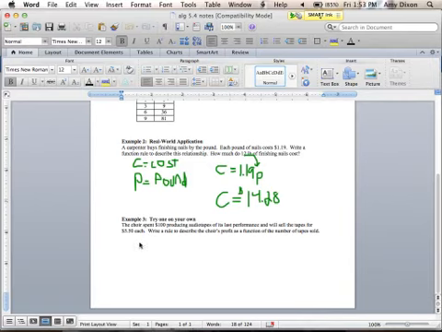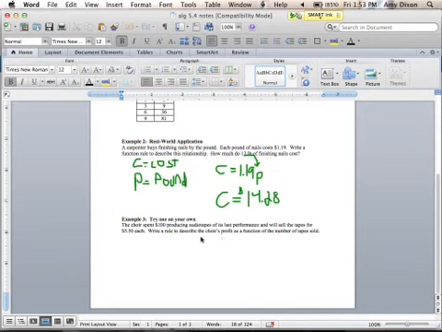Okay, so now we're going to look at this and see if you were able to figure this out. The choir spent $100 producing audio tapes of its last performance and will sell the tapes for $5.50 each. Write a rule to describe the choir's profit as a function of the number of tapes sold. Okay, so we need to figure out profit.